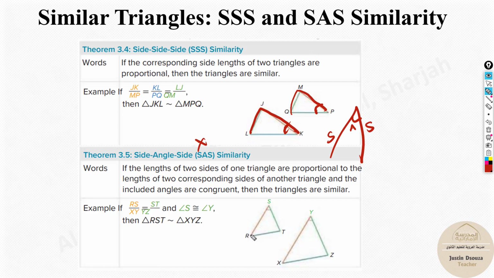Now here you can see this RS, if this is corresponding to XY, these must be proportional. Now ST and YZ, and then the angles over here, S and Y, must be equal. They can't be proportional, they must be equal. If it's 30, here also it must be 30. And these two sides must be proportional to each other. Then that is called SAS. Important thing: the two sides must be proportional and the included angle must be congruent. Then that is SAS similarity.